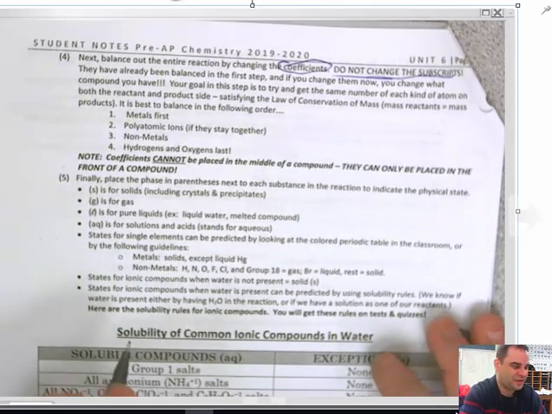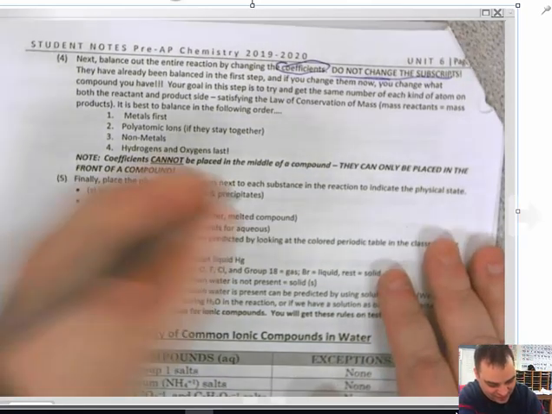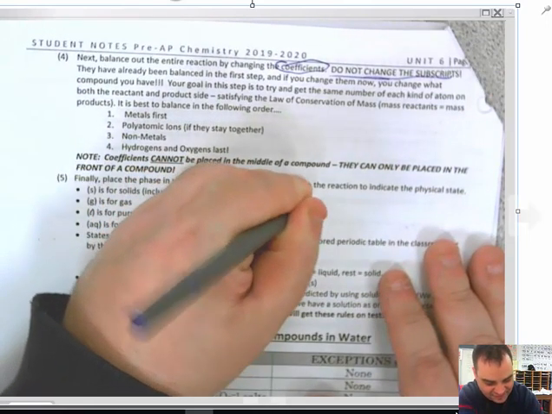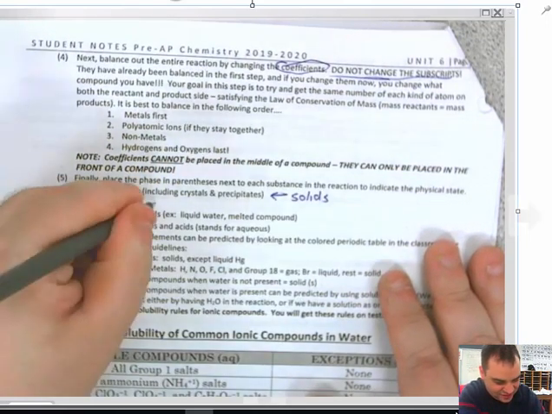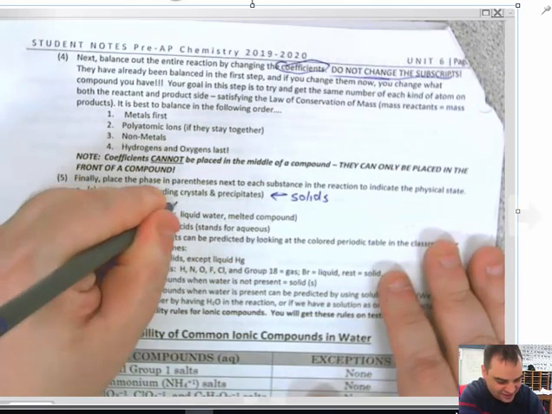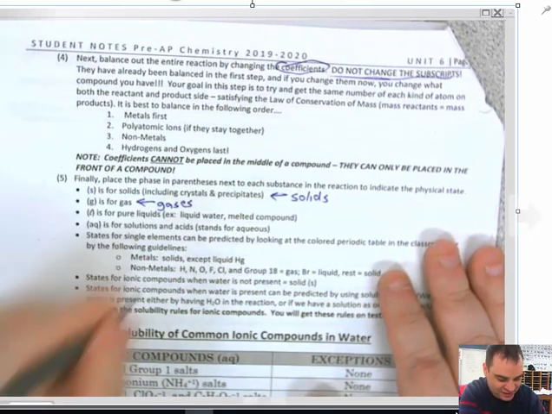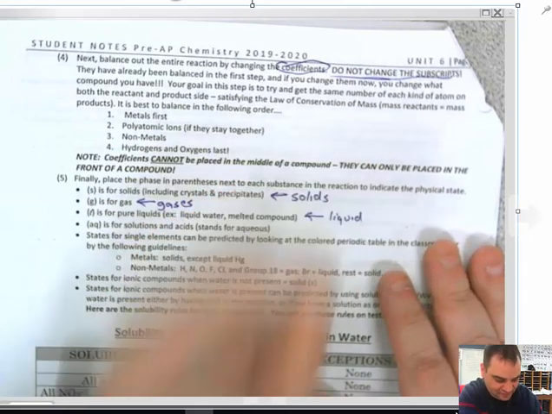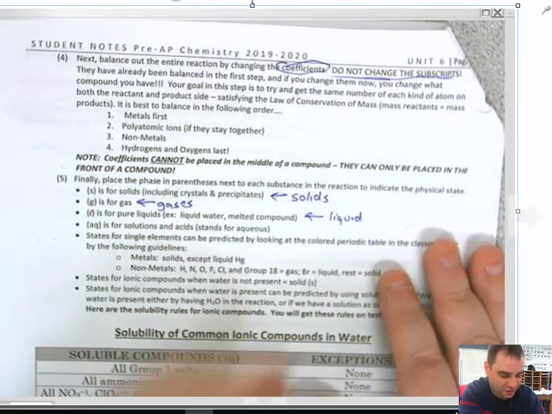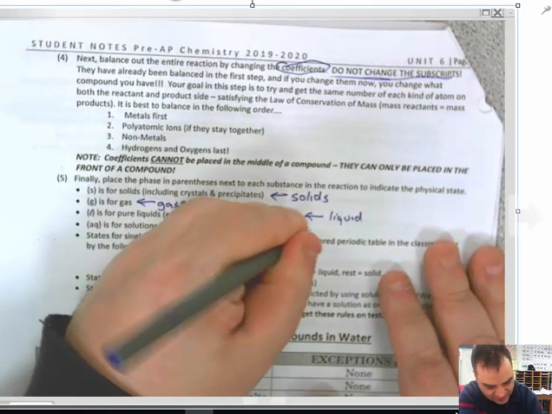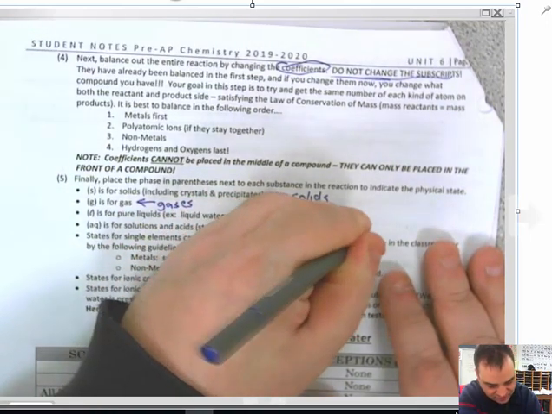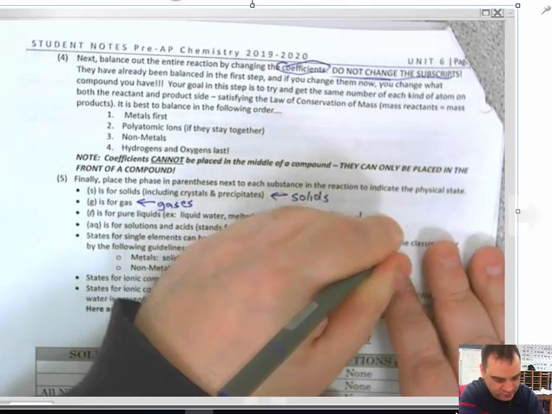Oh, there are state symbols. Did I tell you about the state symbols? There is S for solids. There is G for gases. L is for pure liquids. And AQ is for aqueous solutions.